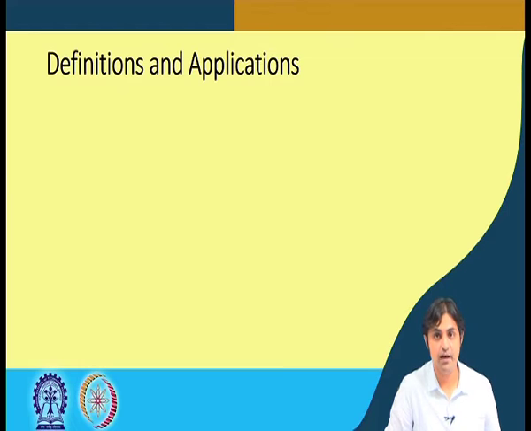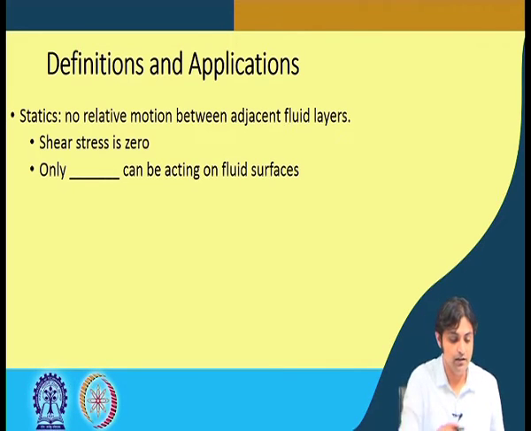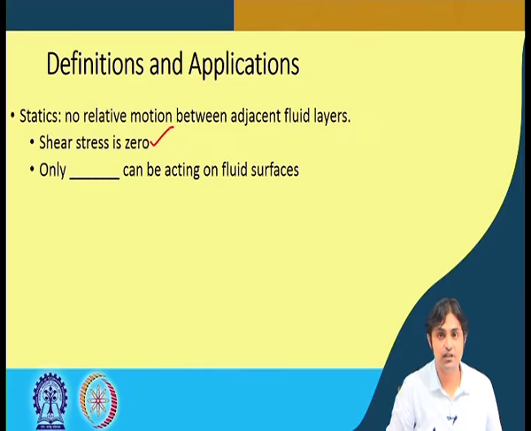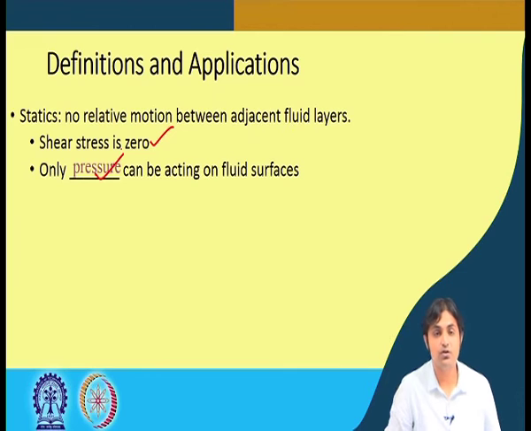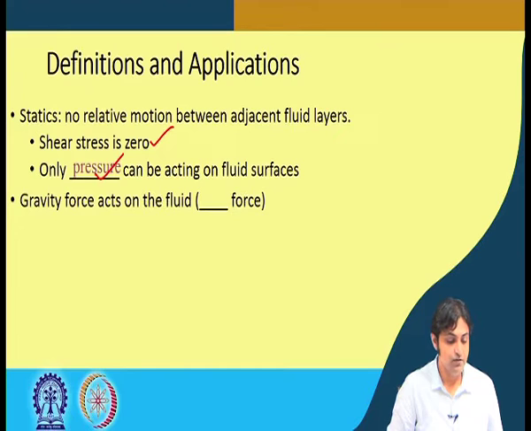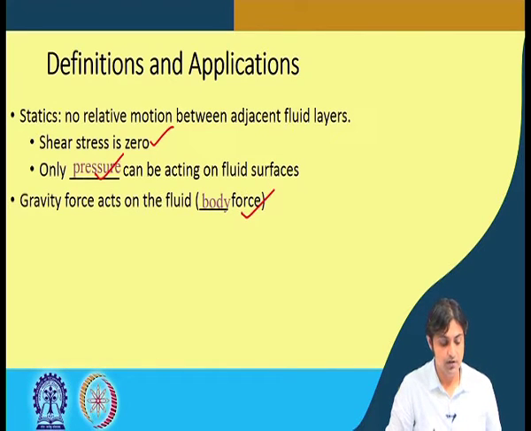Now some definitions and applications. In fluid statics, as we have seen, there is no relative motion between adjacent fluid layers. Therefore, the shear stress is 0, as we have already seen in our previous lecture. So what can be acting on the fluid surface? Only pressure can be acting on the fluid surface. There is no shear, only pressure forces. Gravity force acts on the fluid and that is called the body force. So gravity force, when it acts on the body, is defined as the body force.